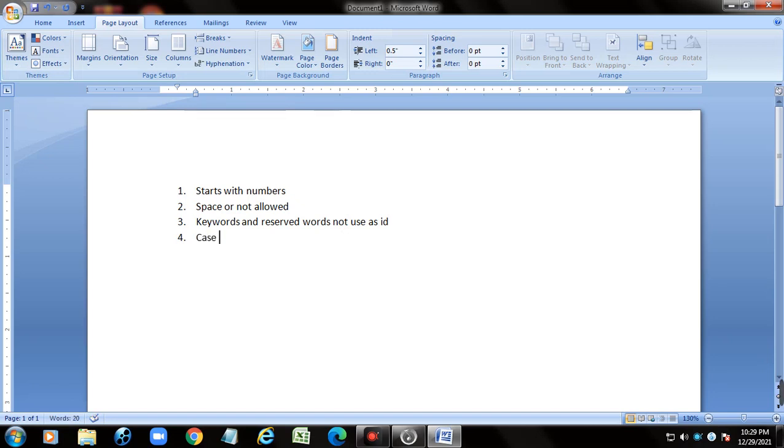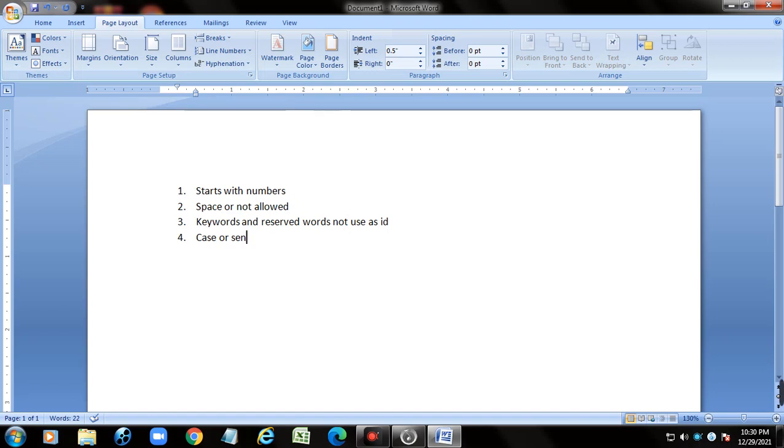Cases are sensitive. Cases are sensitive means in all programming languages cases are sensitive. I'm not talking about the scripting languages; if you go with HTML, case is not sensitive over there. If you give small letters or capital letters, it doesn't matter, because that totally depends on the tags.